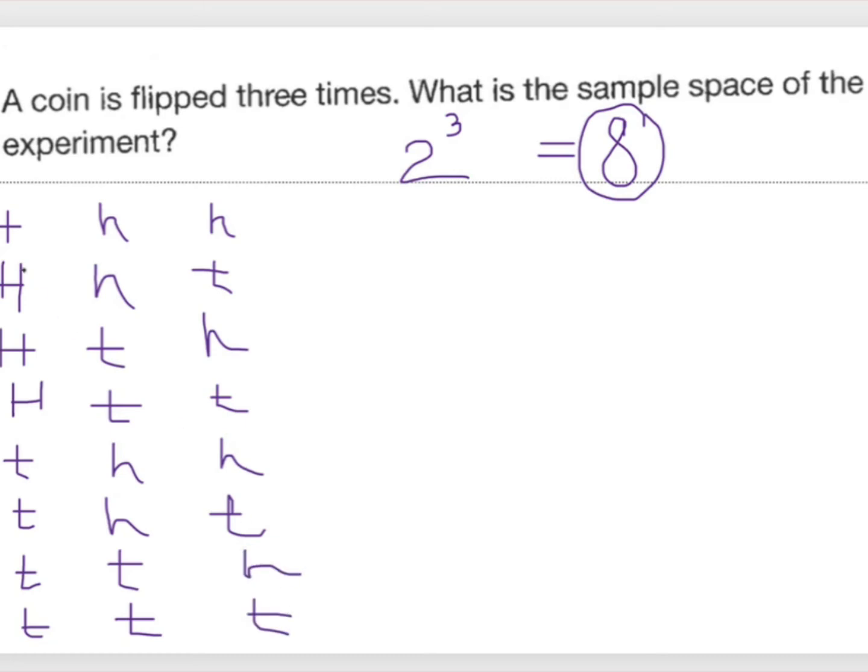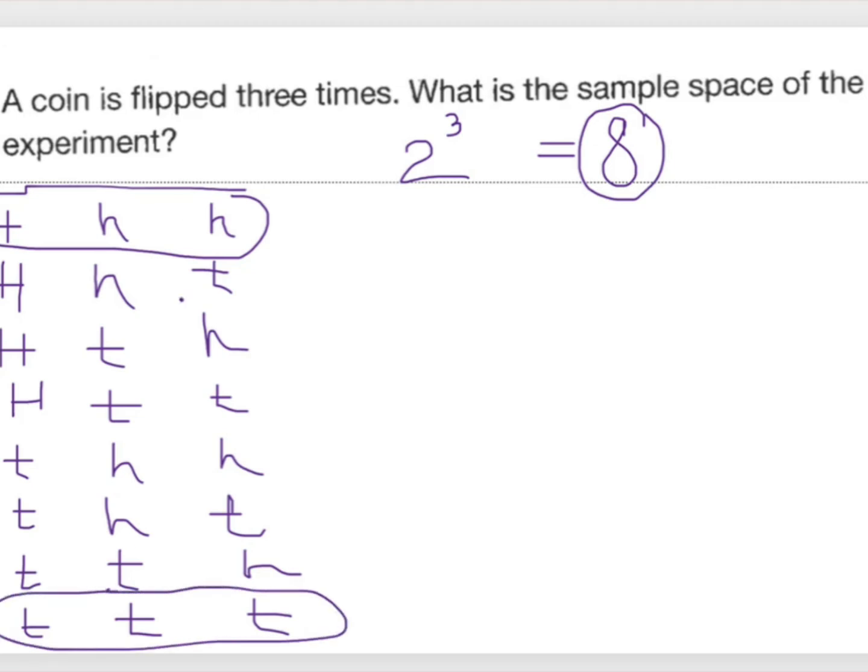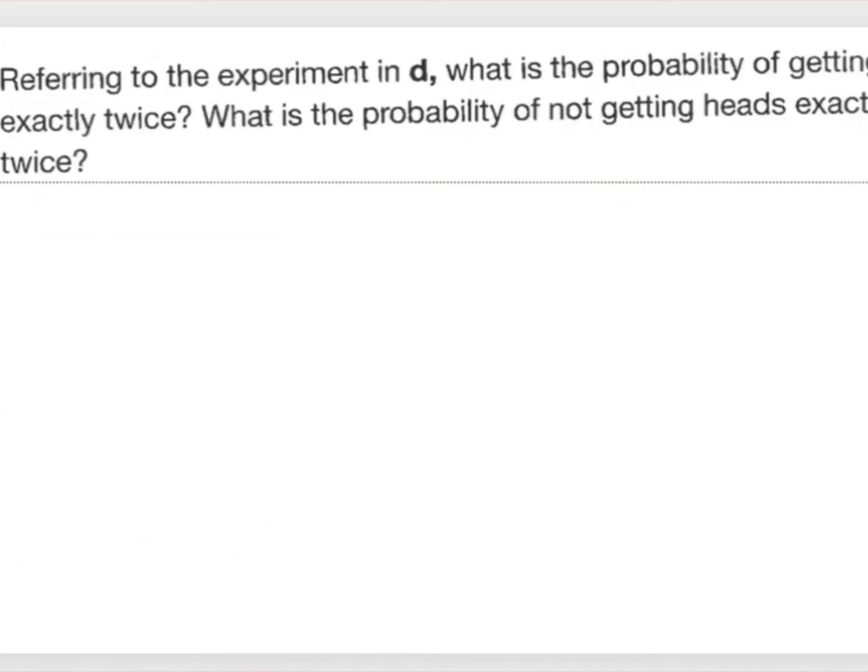Okay, so this is my sample space. This is the first of my sample space, head, head, head. This one is the last of my sample space, tail, tail, tail, and all of those that are in between. 8 items in my sample space.